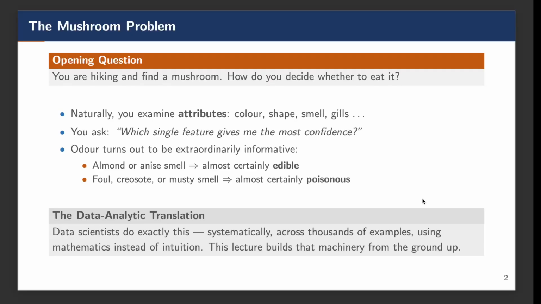And we know in nature, it turns out that odor is extraordinarily informative. So if it smells like food, such as almond or anise, then we can say that the mushroom is almost certainly edible. But if it smells foul or musty, then we know that it is almost certainly poisonous. So similarly in data science, we do the exact same thing. Instead of just using our intuition, we use mathematics to systematically analyze thousands of examples to build the predictive machinery.